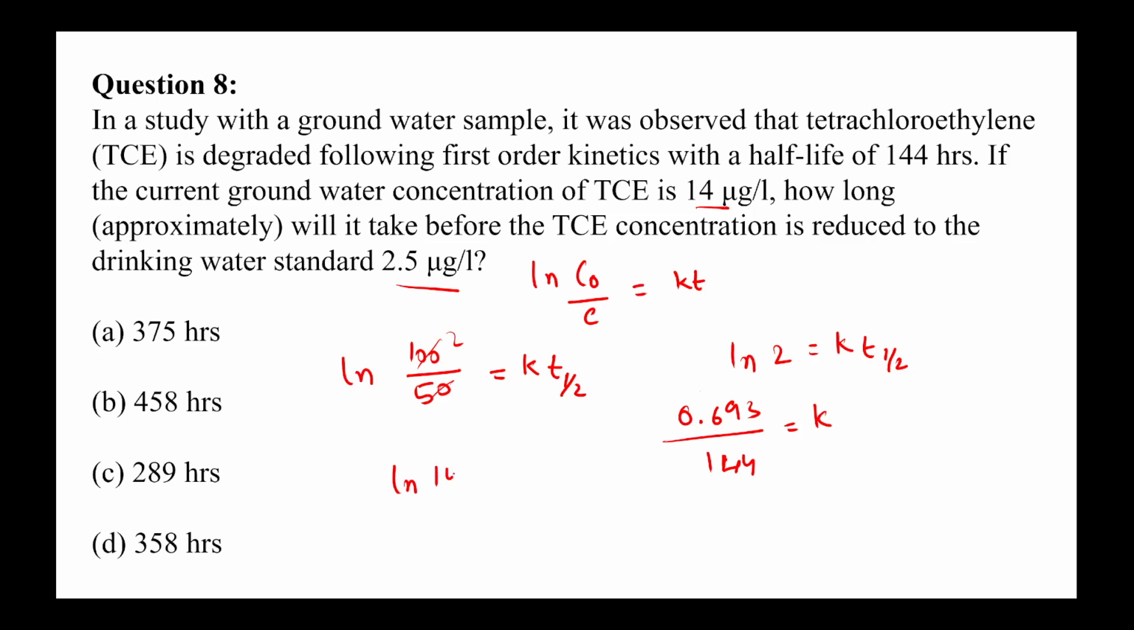So now this will be 14 by 2.5 is equal to the rate constant, whatever you are getting out of this, 0.693 divided by 144 into T. So now you can easily solve for T, right? So I request all of you to solve for T.